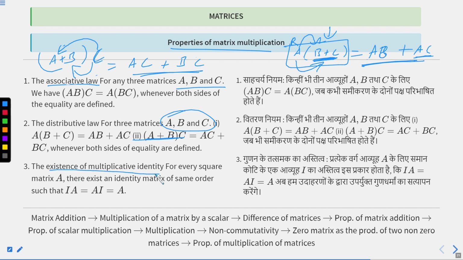Now, existence of multiplicative identity. Existence of multiplicative identity means that we must have some matrix, which we call I, such that if you multiply your matrix A with I in this way or in this way, AI or IA, you will have the same output as A. This is what we call the multiplicative identity. Clear?